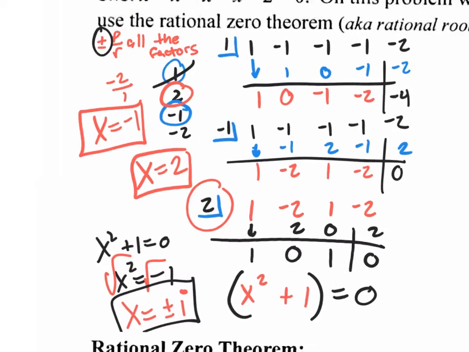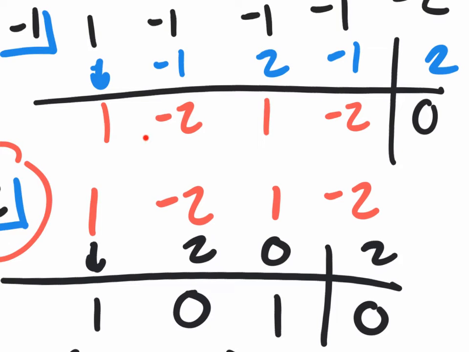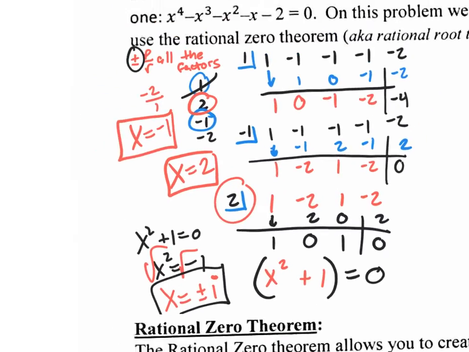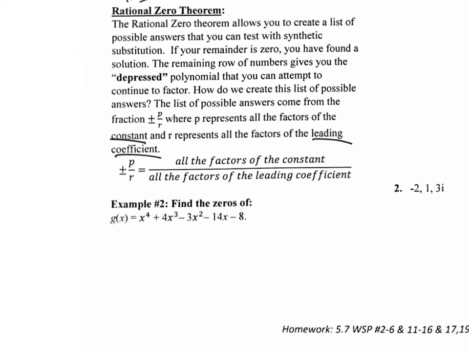Just to let you know, from this point, you could have written this as a depressed polynomial, x to the 4th minus 2x squared plus x minus 2, and you could have done factoring by grouping. Anyway, let's try another one.